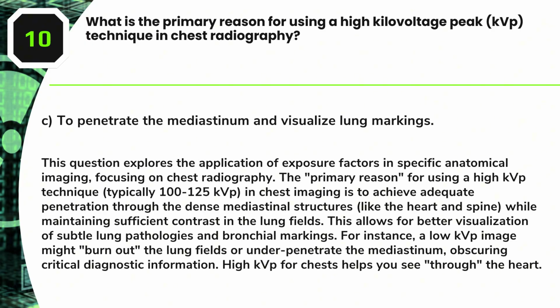Answer: C. To penetrate the mediastinum and visualize lung markings. This question explores the application of exposure factors in specific anatomical imaging, focusing on chest radiography. The primary reason for using a high kVp technique, typically 100 to 125 kVp, in chest imaging is to achieve adequate penetration through the dense mediastinal structures, like the heart and spine, while maintaining sufficient contrast in the lung fields.